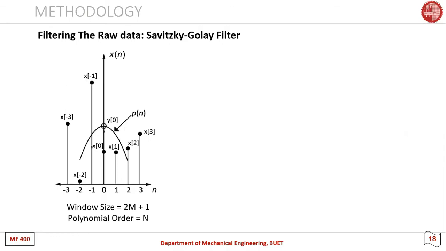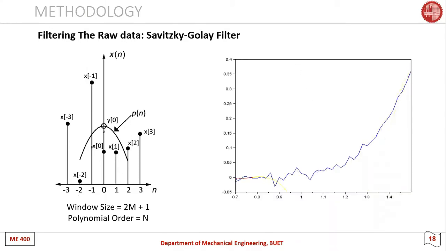The first one is the Savitzky-Golay filter, which is also known as SG filter. It takes a window size of 2n plus 1 from the whole data set and fits it with a polynomial order of n to find the filtered point. Here we can see an animation of the SG filter working.